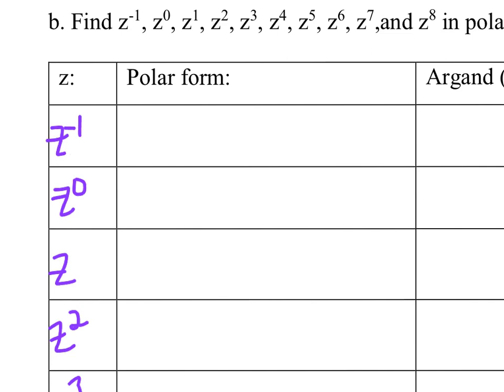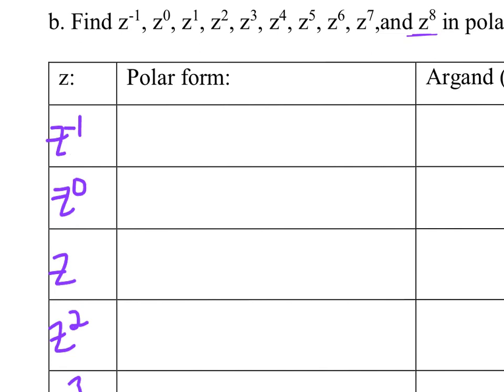I just had to make the screen pretty big for this second step. It says for part B, find z to the negative 1, z to the 0, z to the 1, all the way up to z to the 8th. Oh, Mrs. Fry, what were you thinking? This will actually be pretty cool when we're done. You're going to have to write fairly small in this chart. I had to write pretty tiny to get everything to fit. Hopefully you'll be able to get that to fit as well.